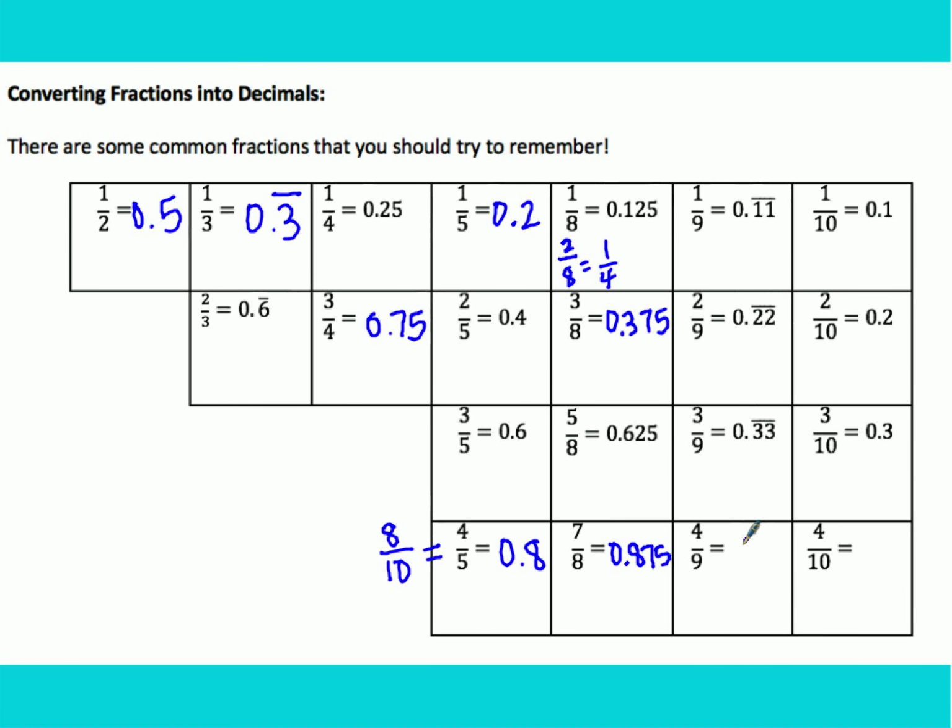So for 4/9, it would be 0.4 repeating or 4 repeating. You can write it either way because the 4s are just going to keep going. 5/9 would be 0.5 repeating, 6/9 would be 0.6 repeating, and so on.